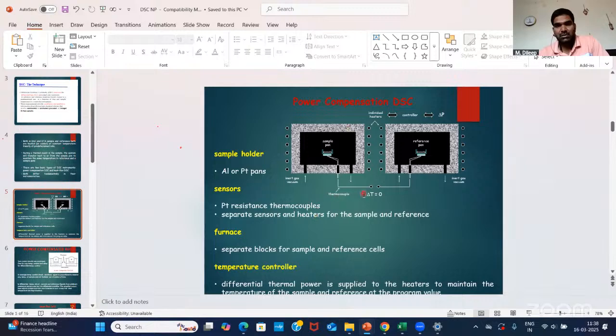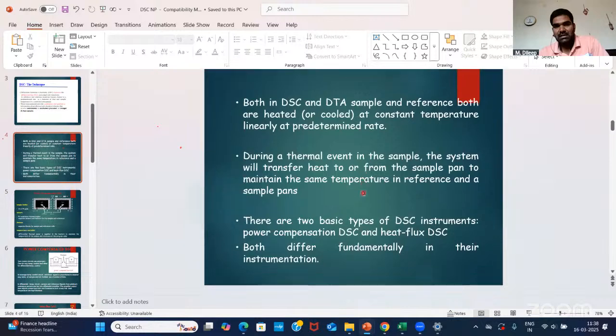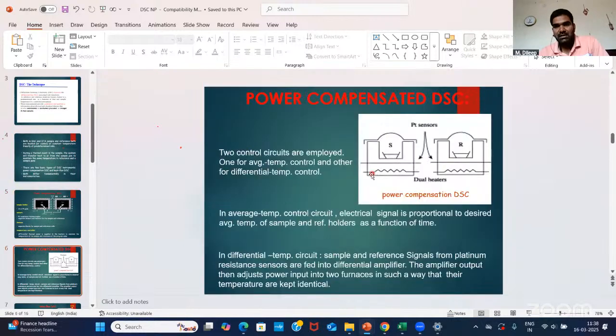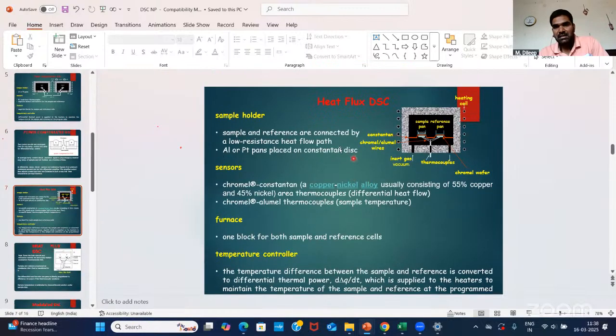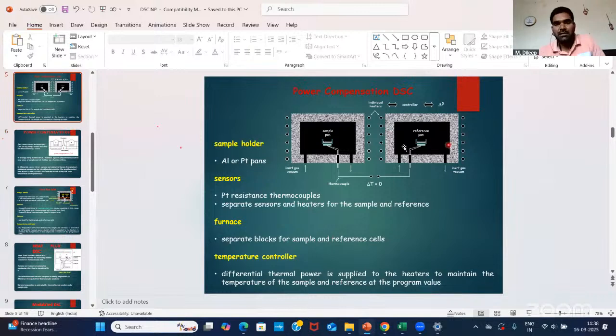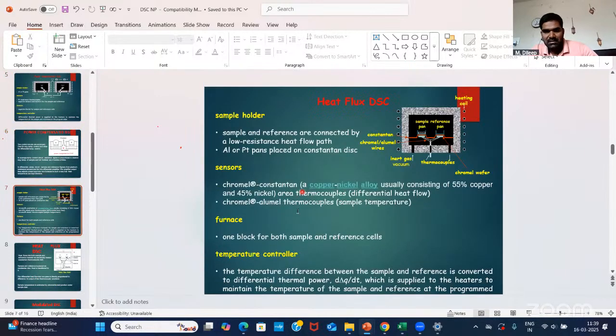There are two types of DSC: one is power compensation DSC, and the other is heat flux DSC. In power compensation DSC, the sample and reference pans have two different furnaces, individual heaters and individual thermocouples, and they are given inert gas. For heat flux DSC, we don't have two furnaces. We only have one furnace, but the sample pan and reference pan are connected with each other through a low resistance heat flow path.